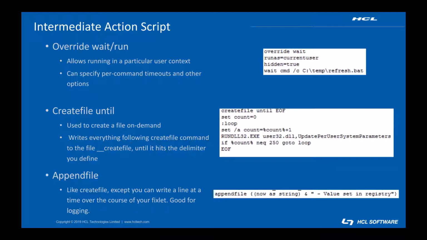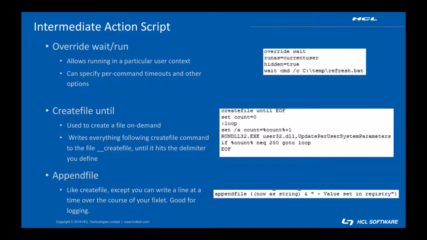There are several modifications we can make to a standard wait command. For our need, we're going to use the run as keyword to specify that we want to run as the current user. This keyword is very powerful and can even be used to run in a particular Active Directory user's context. The other keyword we'll be using is hidden equals true. This is the equivalent of using wait hidden to ensure that no UI is shown during the command's execution.